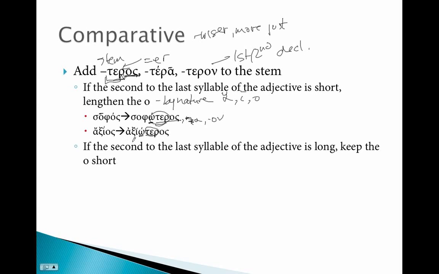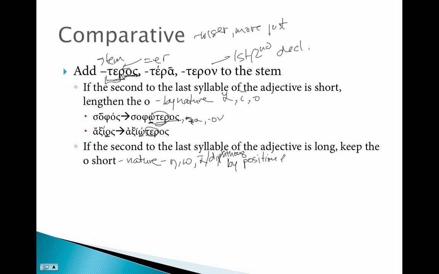Now, if the second to the last syllable of the adjective is long, we're going to keep the omicron, the O sound, short. So if this iota were long, this would stay short. It would stay an omicron. Well, how is a syllable long? It's either long by nature, and this would be eta or omega, or an alpha that's long, and so on. We could also include diphthongs there.